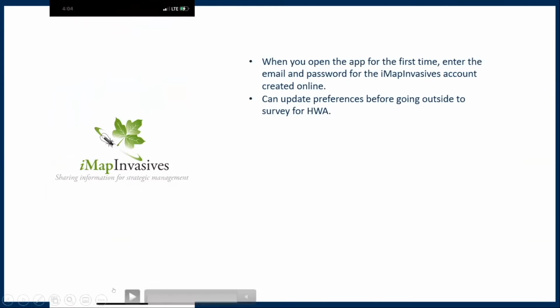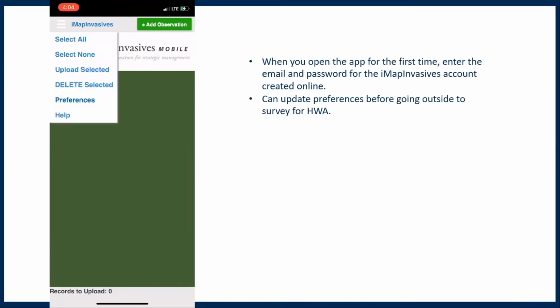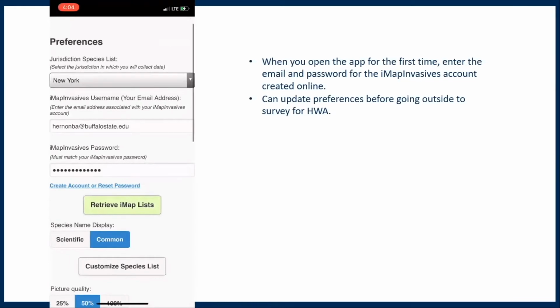All right, so once you download the app and open it for the first time, you'll have to enter that email and password that you just created online at the iMapInvasives website. But once you do that, you'll see this little home screen. In the top right, there's that add observation button. And in the top left, there's a little 3-line button that you can click, and you can select preferences.